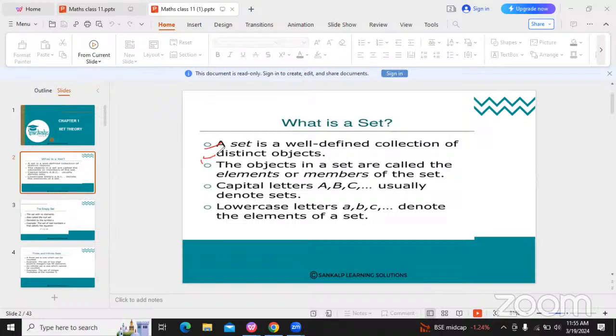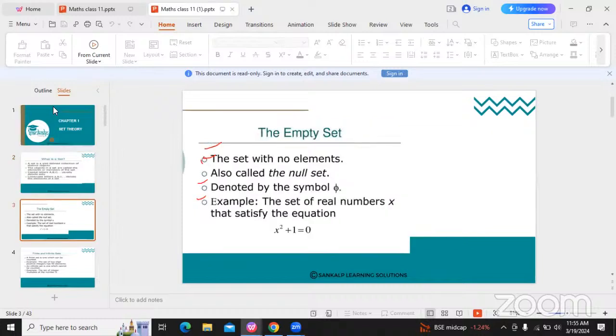Okay, these are some important points. Based on this and some other points, we'll discuss the empty set. What is the empty set? An empty set is a set with no elements, none of the elements present. It is usually denoted by the letter phi, and in set form it is empty. A set with no elements or no members is called an empty set.